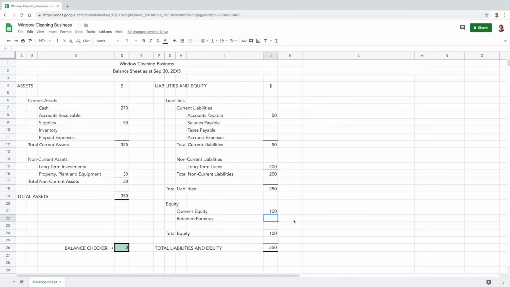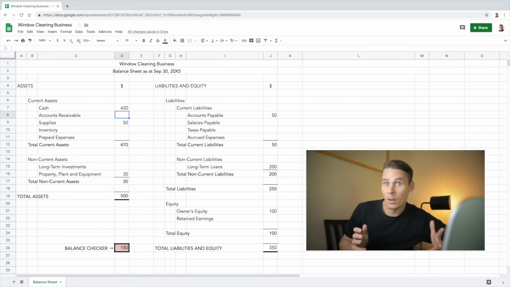The first thing that we need to do is recognize revenue earned. To do that, we debit cash to increase it by $150. And we also credit revenue to increase that by $150. But hold up. Where does revenue go? I can't see it anywhere in our balance sheet.